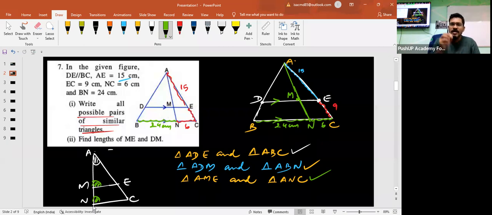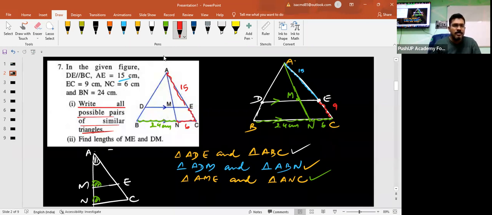You just need to mention the triangles' names, children, nothing else. They are not asking us to prove anything. They are not asking us to write it in the notation form also, right? They just ask you to write all possible pairs of similar triangles. That's it. Did you all note it down?